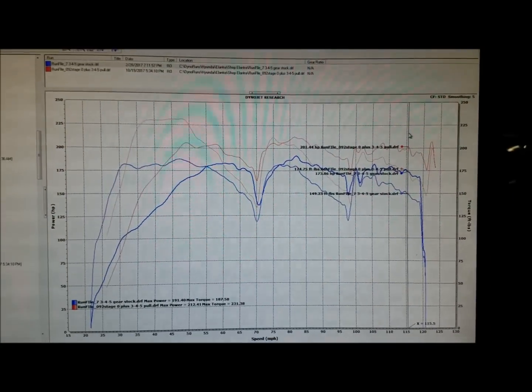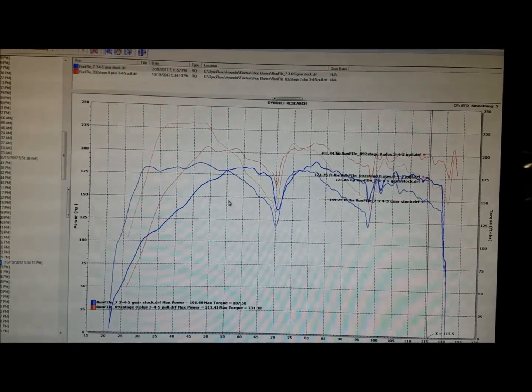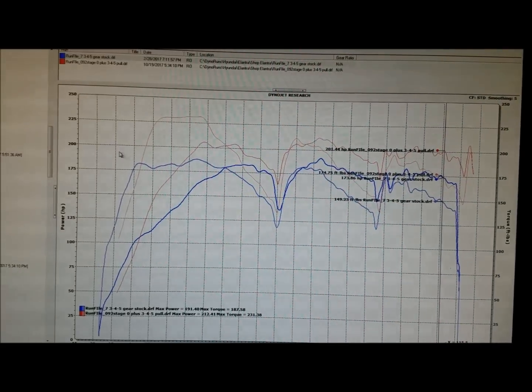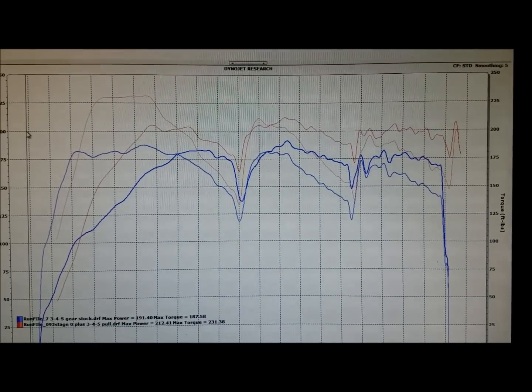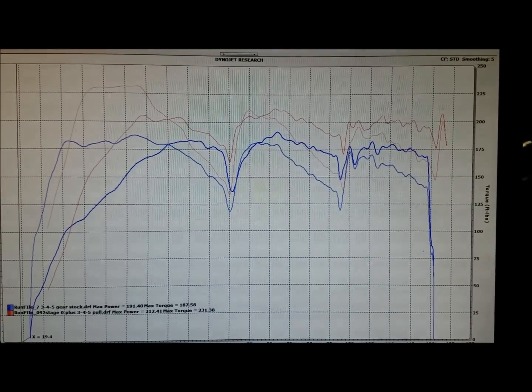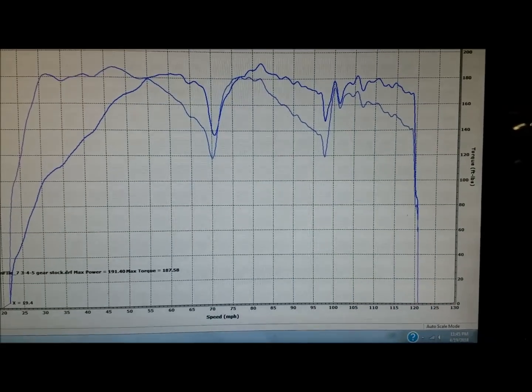Again, not real impressive, but I liked the gains. Everyone who had the tune felt the differences. It was a good tune. So you can see the comparison there. So I'm going to get rid of that one. And now we're going to take a look at our stage one.